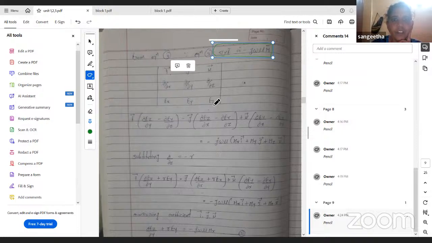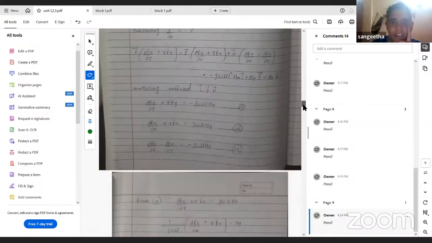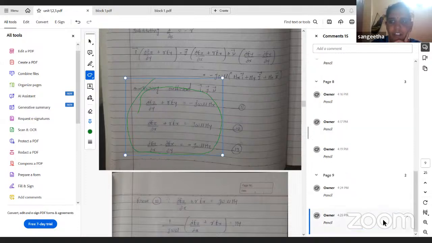I times dou Ez by dou y minus dou Ey by dou z. In the same way, write the other components, and in place of dou by dou z, I substituted minus gamma. Equating LHS and RHS, we got three equations. What are the three equations? In terms of electric field equations. The previous equations were in terms of magnetic field equations.